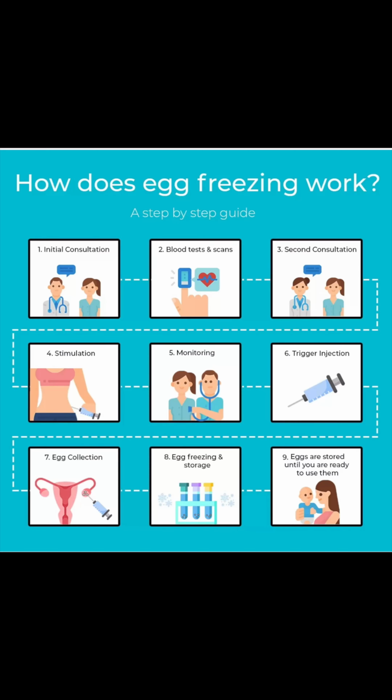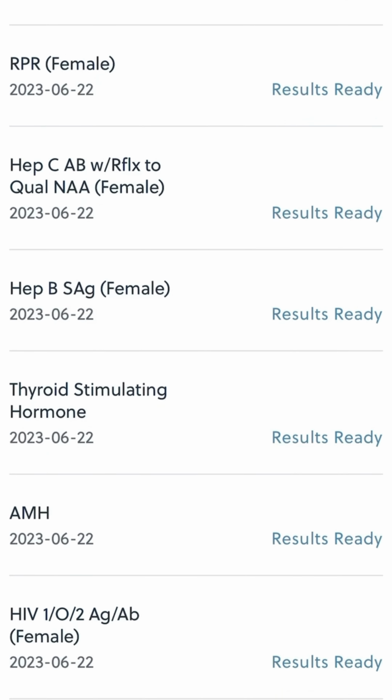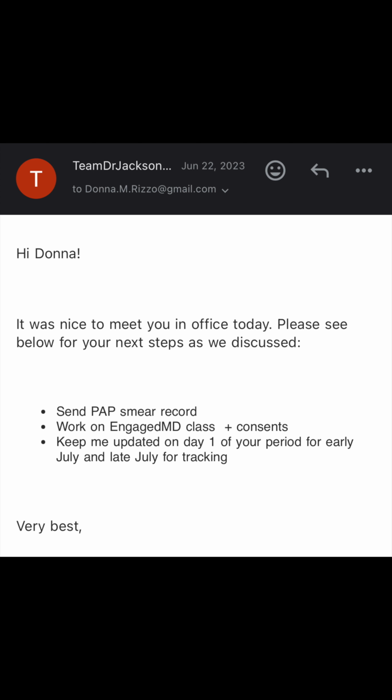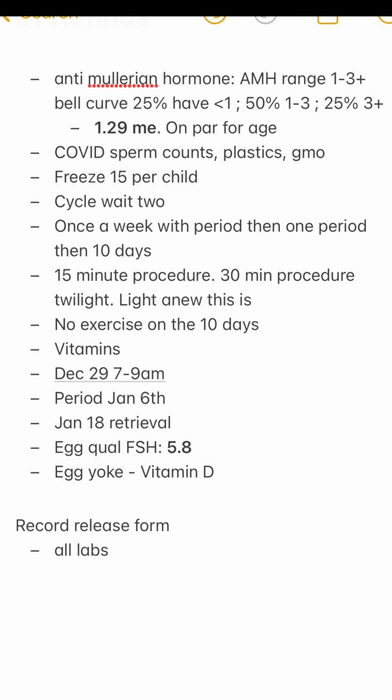So here we are in phase 2 of the egg freezing journey, blood tests and scans. I got my blood work done. With that came all of these tests, along with a urine sample for STD screening. And my PAP, I actually submitted to them because it was less than 3 years old. And I did not have to do another test for my AMH and my FSH because I still had the results from the clinic that I went to just a couple months ago. So they were able to use those.